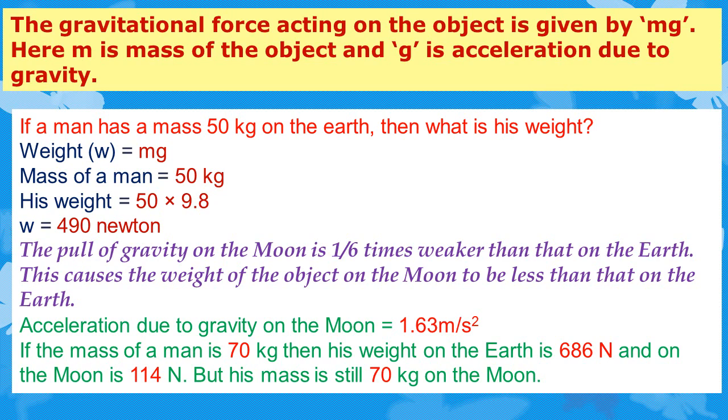Remember, even if you are on the moon or on the earth, your mass will be the same, but your weight will be your mass multiplied with the acceleration due to gravity. The acceleration due to gravity on earth is 9.8. At the same time, the acceleration due to gravity on the moon is 1.63 meter per second square.